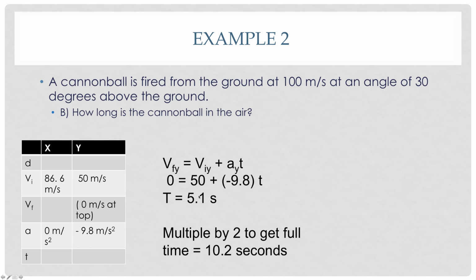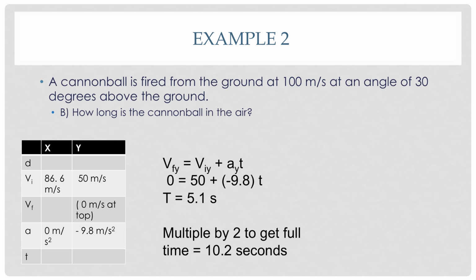Now in reality, my cannonball is going the complete parabola to the other side, so it's going to take twice the amount of time. It took 5.1 seconds to get to the top and 5.1 seconds to get down. So in total time is 10.2 seconds. So the majority of the time when you're looking for time for this type of projectile motion, you're going to use this process. You're going to solve for the time it takes to get halfway there and then double it.